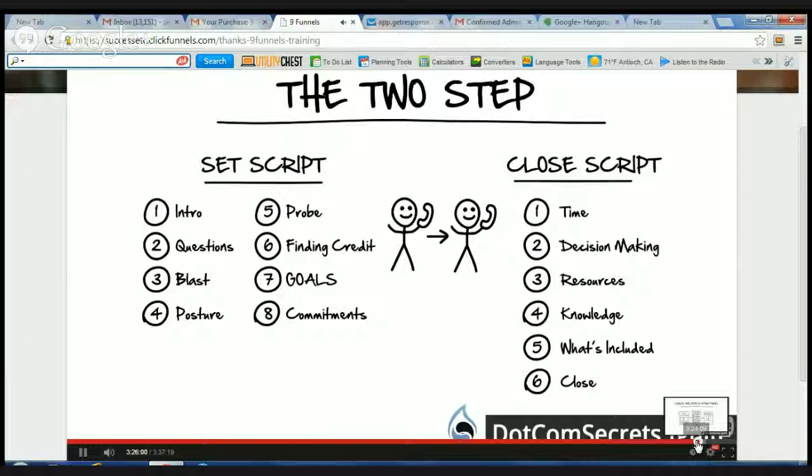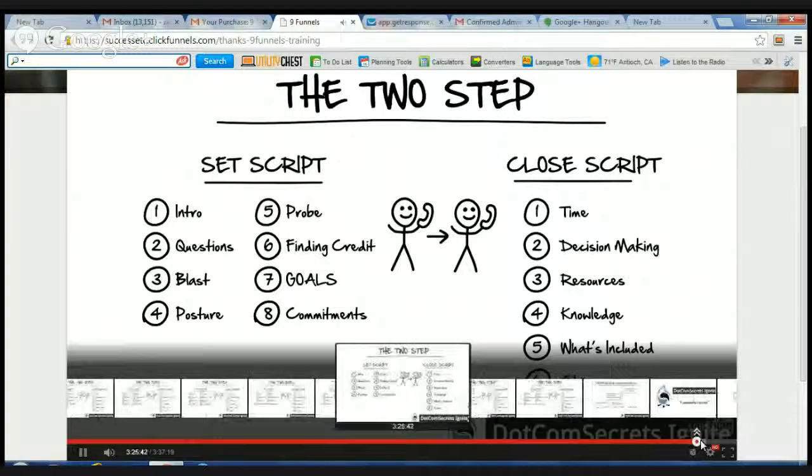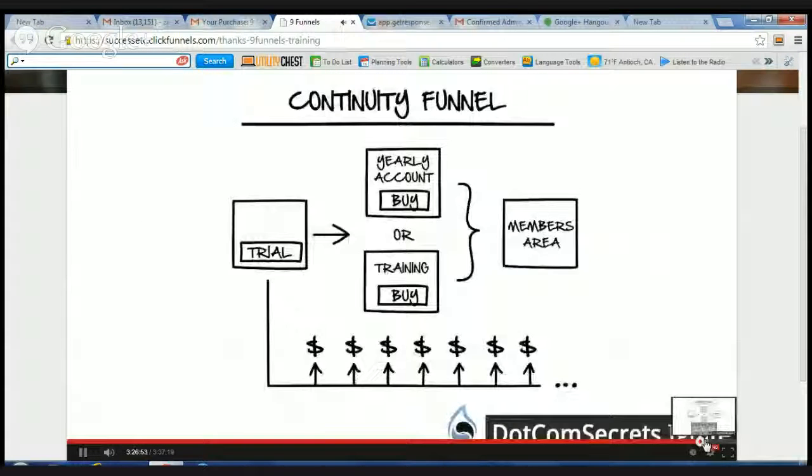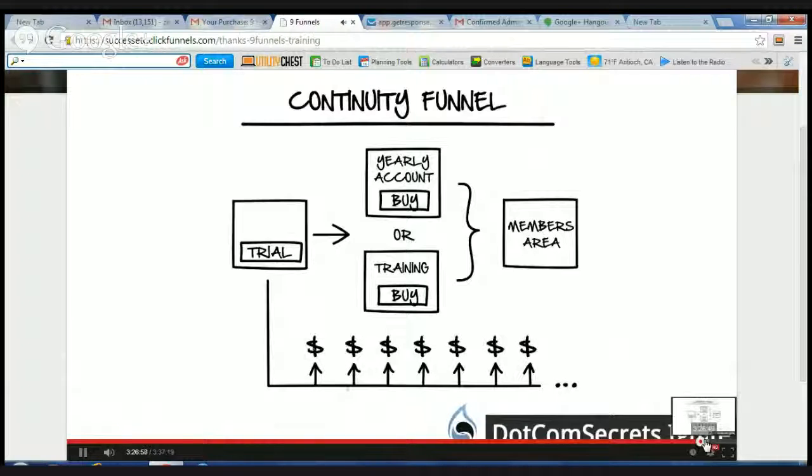So again, there's a lot of psychology. That script complements whatever the offer is. I've been through that a number of times. Each month, so on and so forth. Here's your continuity trial, your yearly account buy, or training buy.